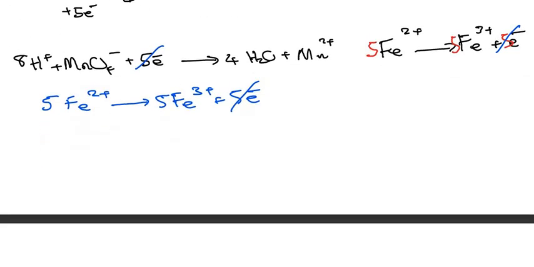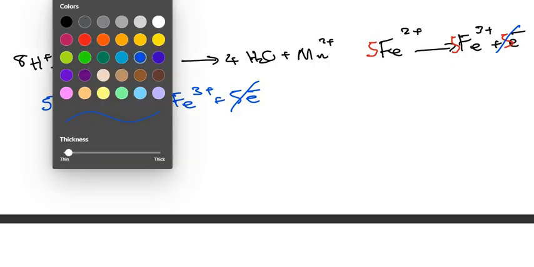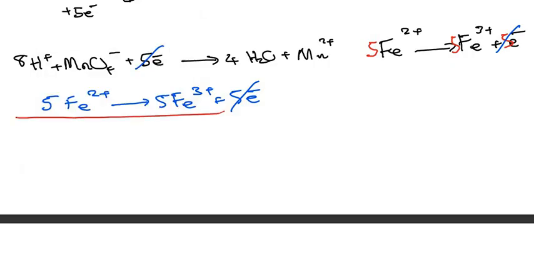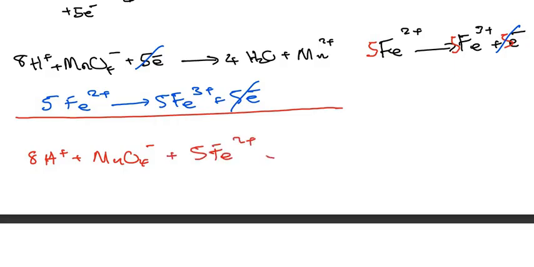And right here, we can now write the final balanced equation. This is just going to be H+ hydrogen ions plus the permanganate negative plus 5 Fe2+ to give us 4 water molecules plus the Mn2+ plus 5 Fe3+.